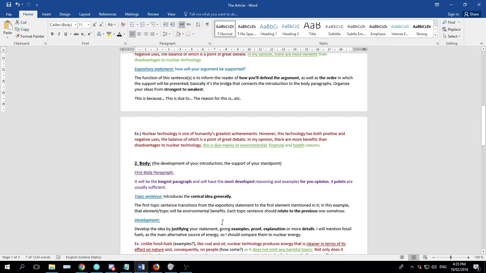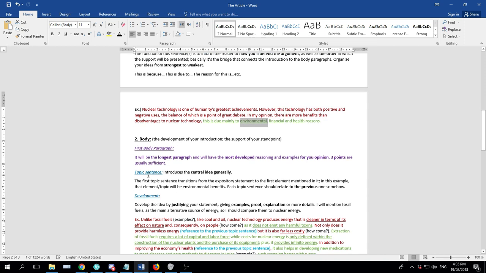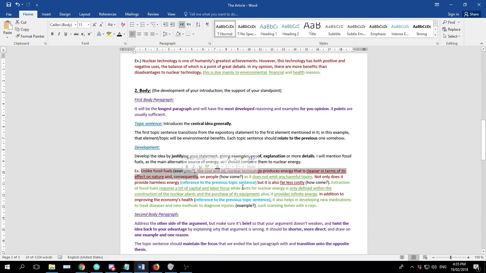The body now goes into specific details, starting with the first element in the expository statement, which is environmental benefits in this article. The body will have topic sentences and development of these sentences. The topic sentences I have in red, and the development in green, and the brackets explain what the development is. The topic sentence introduces the idea generally, and it should relate to the previous topic sentence so that you would have cohesion and coherence throughout your writing.